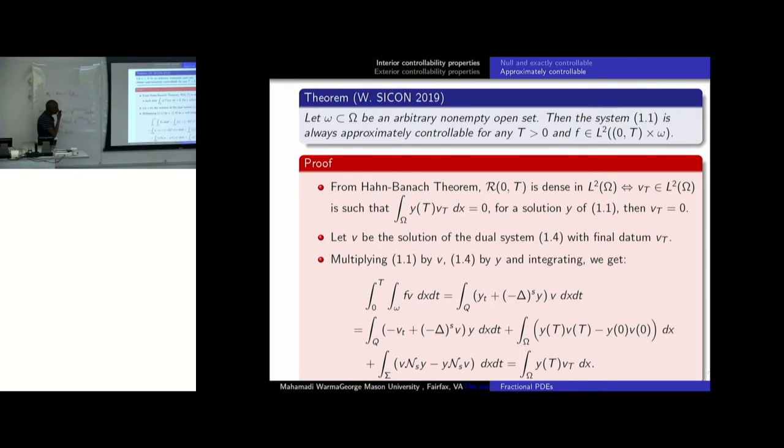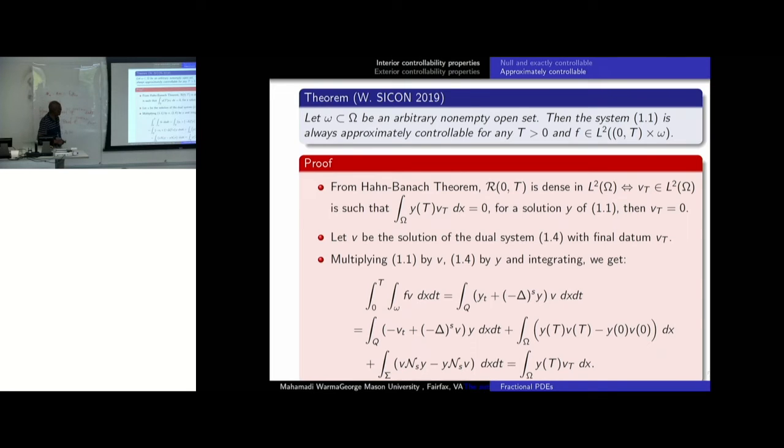Now, in 2019, we have at least good news: for the fractional heat equation in any dimension, the heat equation is approximately controllable in any time T and with any control in L2. You always have approximate controllability. To give an idea of the proof, we use the Hahn-Banach theorem.